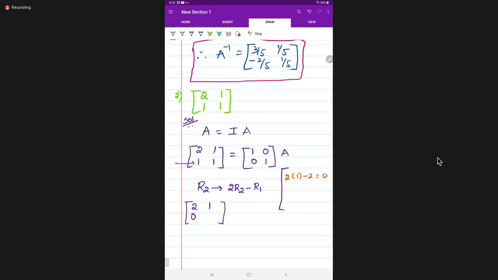Next, 2 into the second row, next element: 2 into 1 minus 1, 2 minus 1 is 1. Apply the same here: 2 into 0 minus 1 is minus 1. Then 2 into 1 minus 0 is 2. So 0, 1 and minus 1, 2 into A.